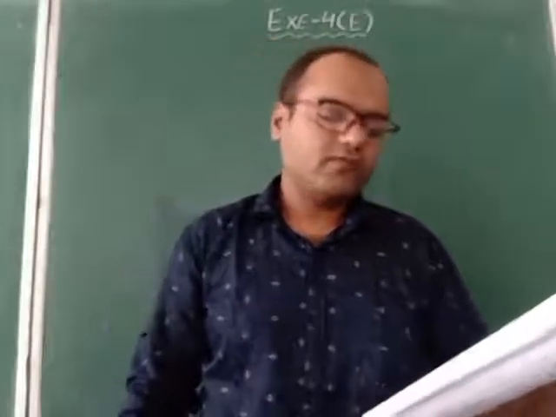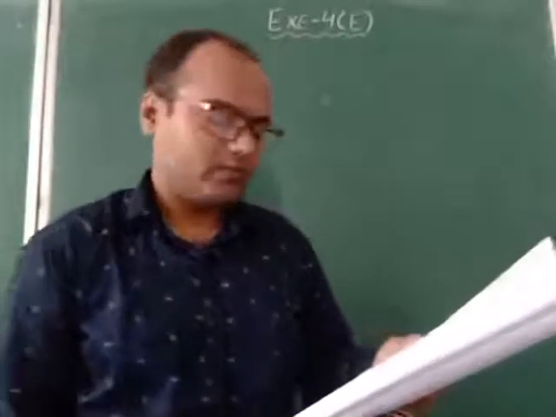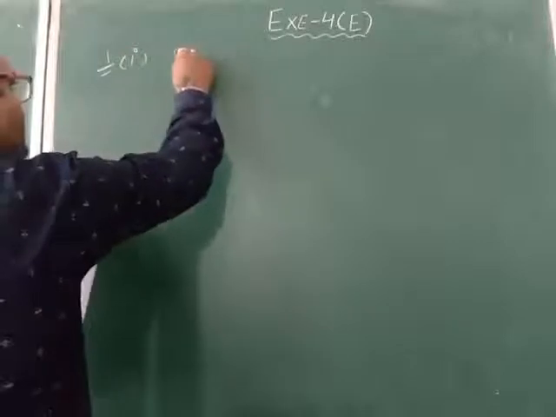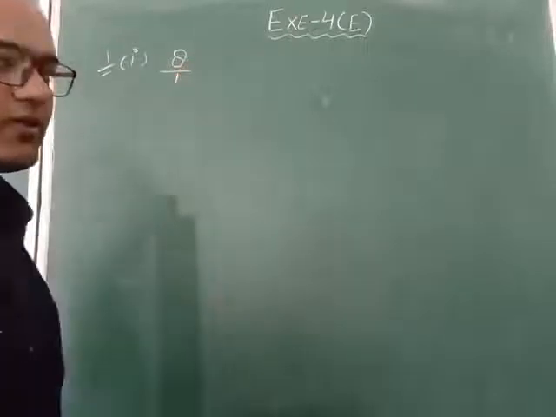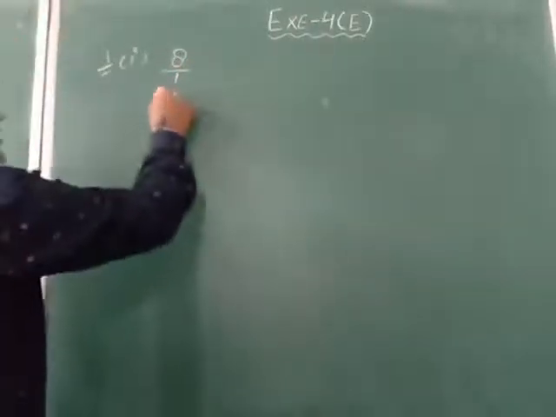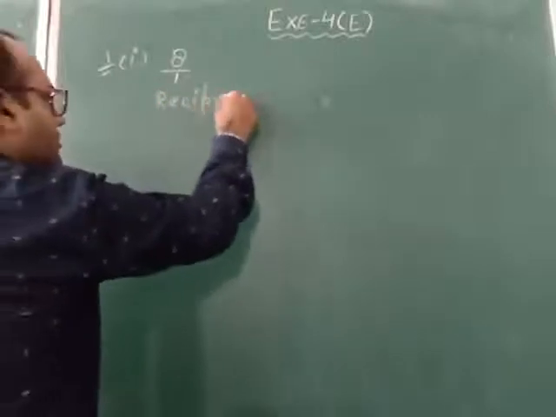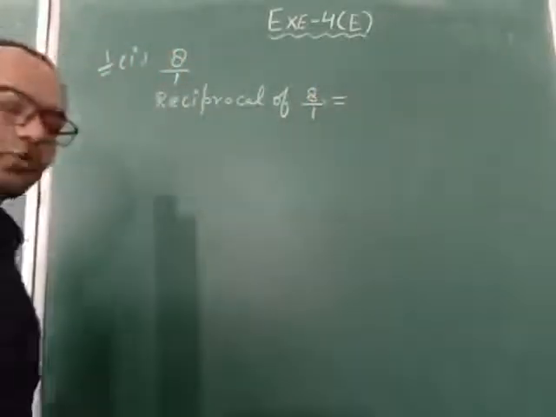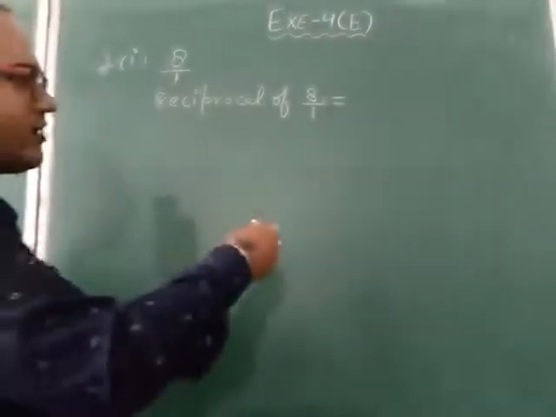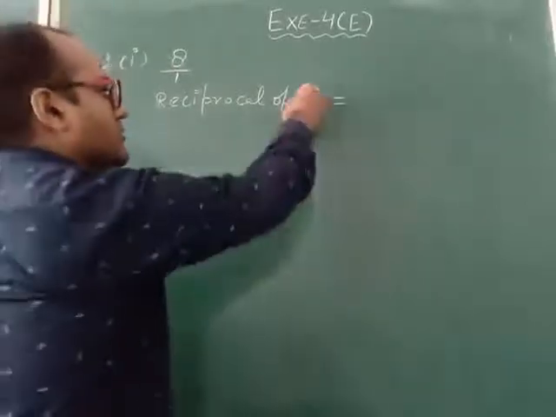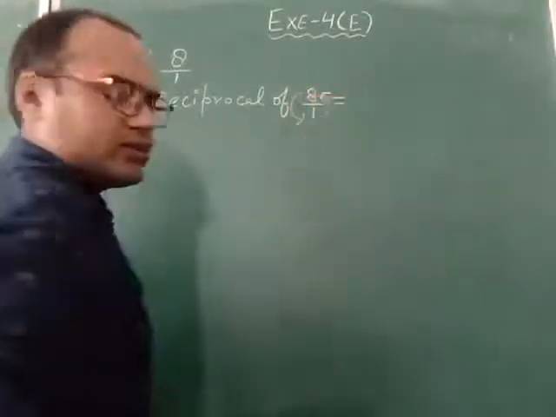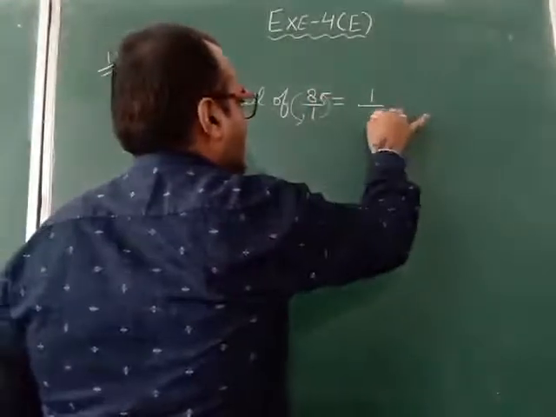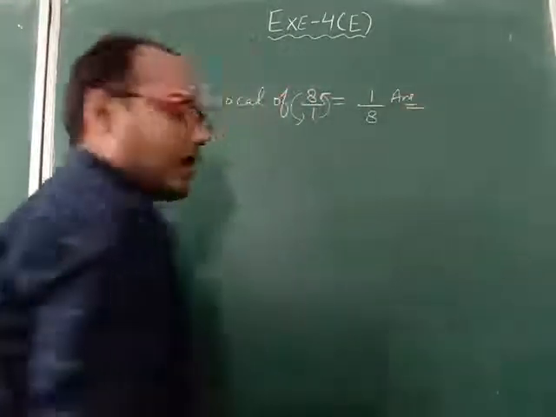First question is find the reciprocal of each of the following. First question, first part. 8 is given. First of all, in the denominator nothing is given, so we will take here in the denominator 1. Now we have to write the reciprocal. So first of all we will write reciprocal of 8 upon 1 is equal to, reciprocal means you have to invert it. Invert means numerator will become denominator and denominator will become numerator. So answer will be 1 upon 8. So this is your final answer of part number first.